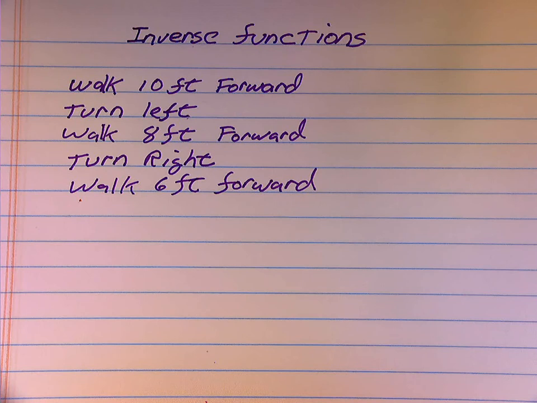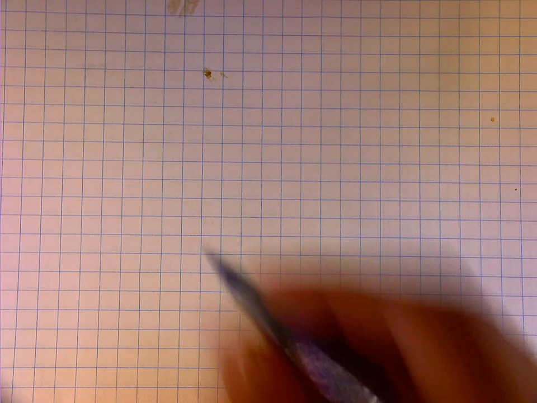So here's a set of instructions. You're going to walk 10 feet forward, turn left, walk 8 feet forward, turn right, walk 6 feet forward. An inverse set of operations is going to be the exact opposite procedure. So the first thing I'd like to look at is maybe a graphical picture of this.